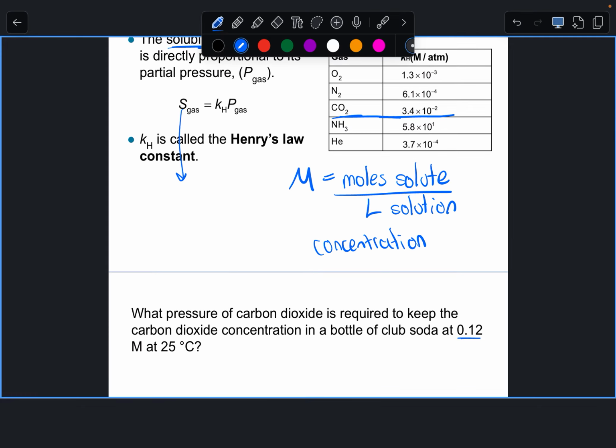Let's say that we want it to be 0.12 molar. We want to know what pressure of CO2 we have to inject into that bottle in order to get it to be that concentration or that molarity of CO2, okay? So don't forget, solubility, concentration, in this case molarity, those are all equivalent. So go ahead and use that equation and calculate what pressure is necessary to keep that molarity.